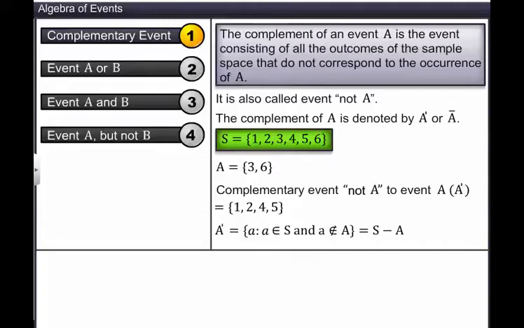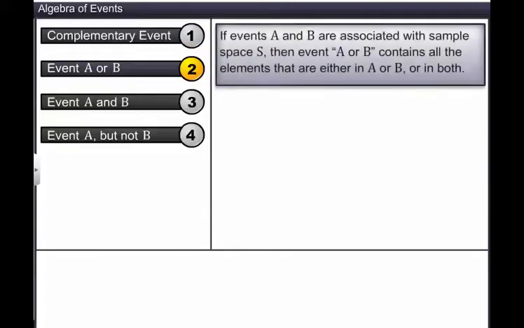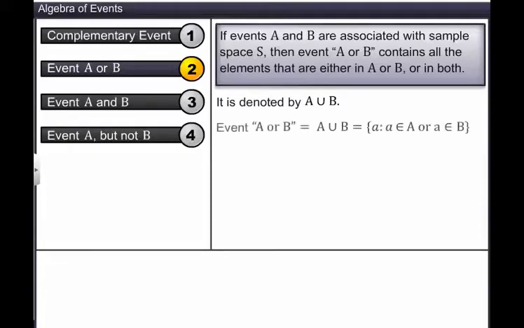Next, event A or B is analogous to the union operation on sets. If events A and B are associated with sample space S of an experiment, then event A or B contains all the elements that are either in A or B or in both. It is denoted as shown and is read as A union B or A or B. In general, event A or B is equal to A union B, which is equal to the set of a such that a belongs to A or a belongs to B.